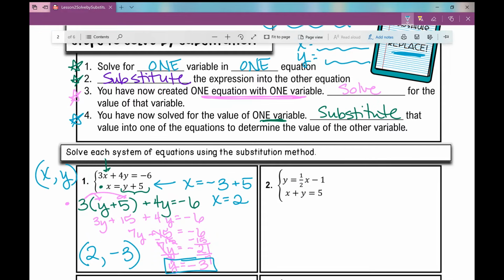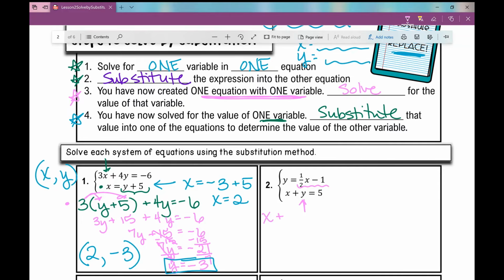So let's move on to number 2. Number 2, we're going to solve for one variable in one equation. Well, what do you notice? Y is already solved for here. I could also solve for x here. That would be fine. I really like this problem because we're going to be using fractions. And don't be afraid of fractions, especially if you have a calculator. But if y equals 1/2 x minus 1, anywhere I see y, I can replace it with 1/2 x minus 1. I see y right here.